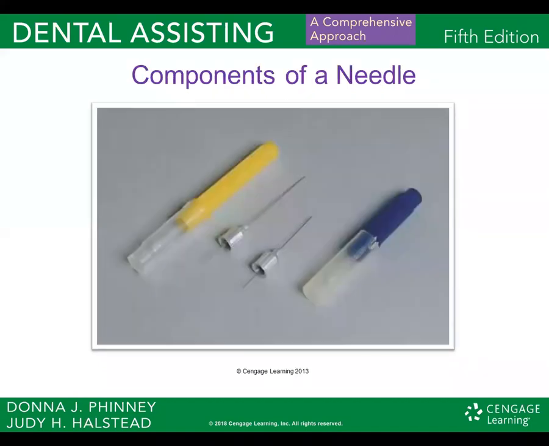There are different components of a needle, and you will need to know these, so please study these thoroughly. There will be questions about these on the test, about the parts of the syringe, the parts of the needle. So make sure that you are studying this in the book.